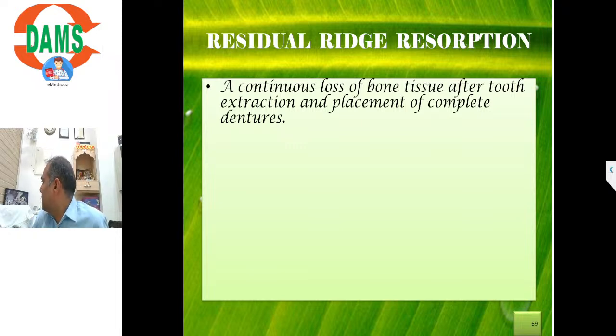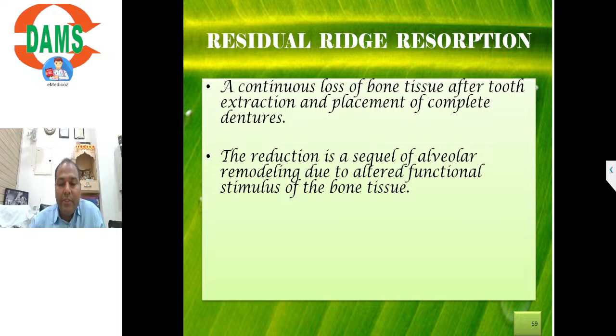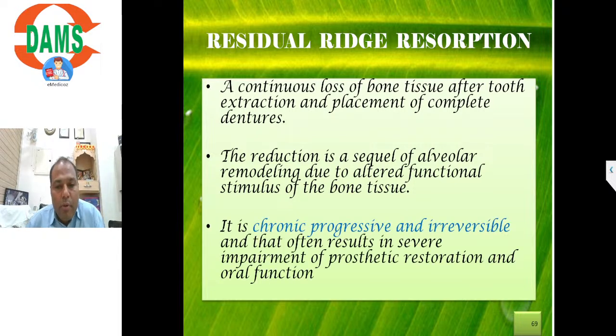So there is loss in quantity as well as loss in quality of bone, the residual bone. So what are the factors? Definitely extraction is one of the factors. Maximum changes in the ridge after extraction take place 3 to 6 months after the extraction. So it is a chronic, progressive and irreversible loss of bone resulting in severe impairment of prosthetic restoration and oral function.